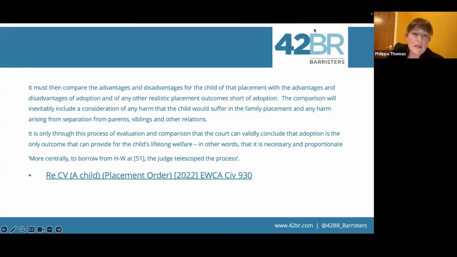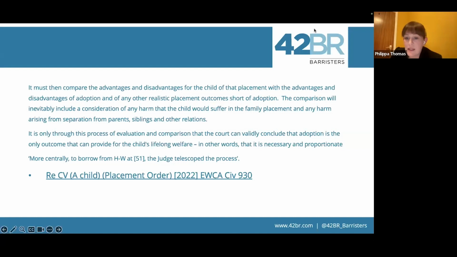It set out that the court must then compare the advantages and disadvantages for the child of that placement with the advantages and disadvantages of adoption and any other realistic placement outcomes short of adoption. The comparison will inevitably include a consideration of any harm that the children would suffer in the family placement, and any harm arising from them being separated from their parents, siblings, or any other relatives with whom they were currently placed or could potentially be placed. It's only through that process of evaluation and comparison that the court can validly conclude that adoption is the only outcome that can provide for the child's lifelong welfare.